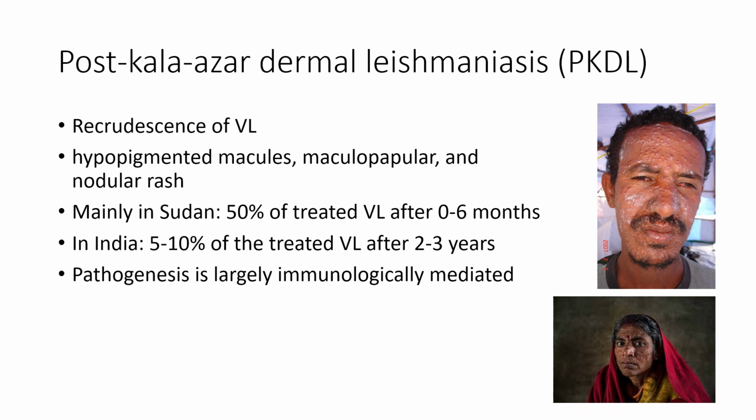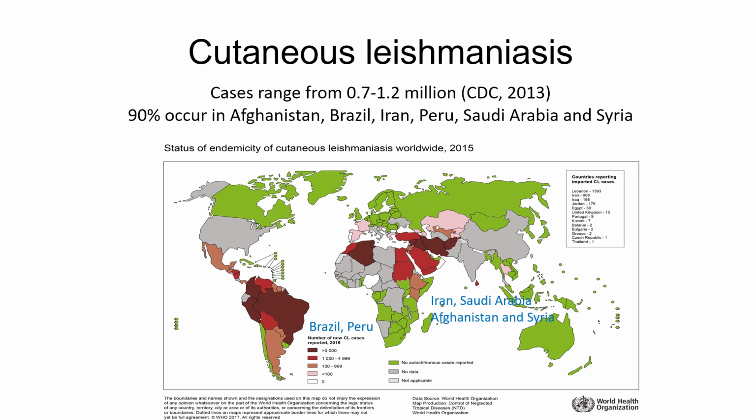In this type of patient, you will see hypopigmented macules, maculopapular or nodular rashes on the face. It mainly happens in Sudan, in 50% of the treated VL after about 6 months' time. And in India, about 5% to 10% of the treated VL reappears in 2 to 3 years' time. So it is usually triggered by an immunological mediated response, right?